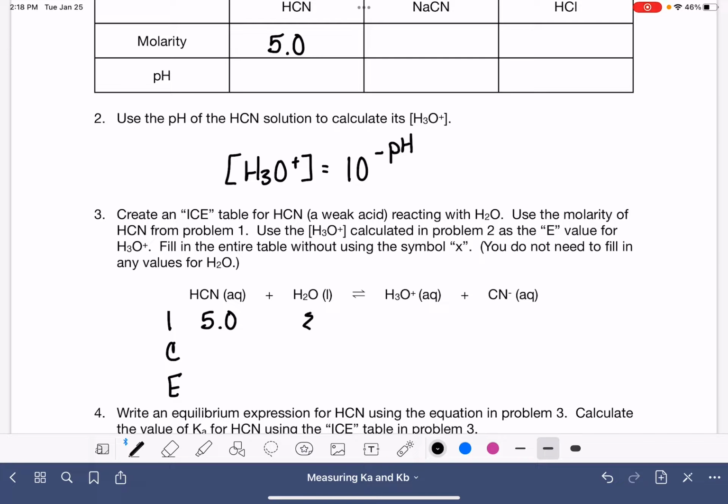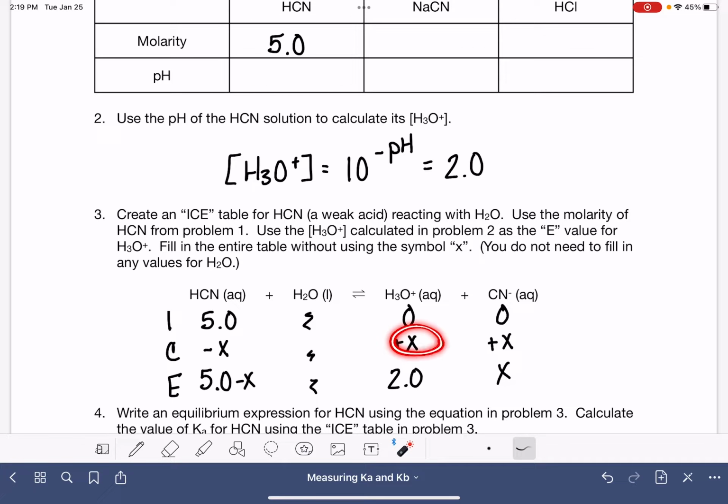And then, as you know, we don't need to fill in any data for water, and the initial amounts of the products are always at 0. Normally in an ice table, we'll go like this, minus x plus x plus x, and then we'll go 5.0 minus x, x, and x. In this situation, you actually know the H3O plus concentration because you calculated it right here in problem number 2. Let's just say that that ended up being 2. So instead of writing x here, you can write 2.